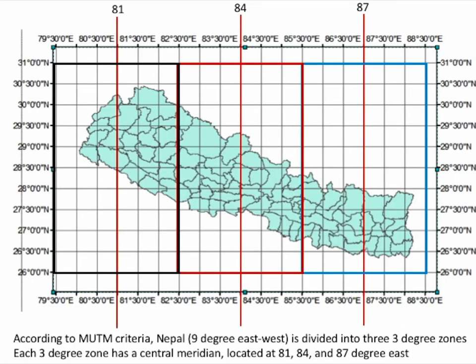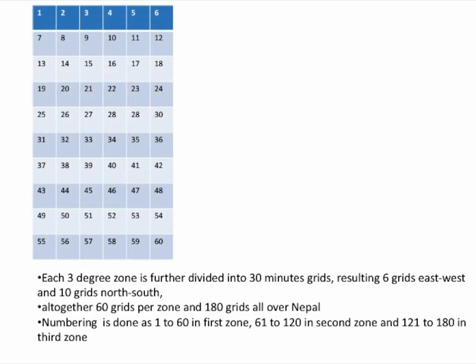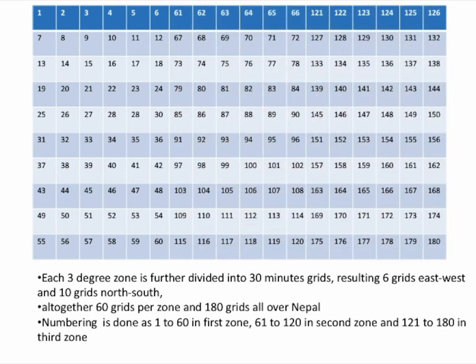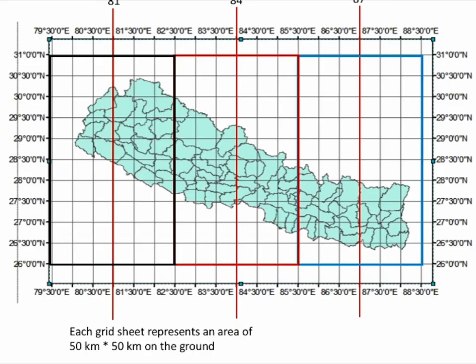This is further divided into, each degree is further divided into 30 minutes, resulting in 6 grids east-west and 10 grids north-south. In total, all the grids are divided into 1 to 180, and you can see that the whole of Nepal comes under this.